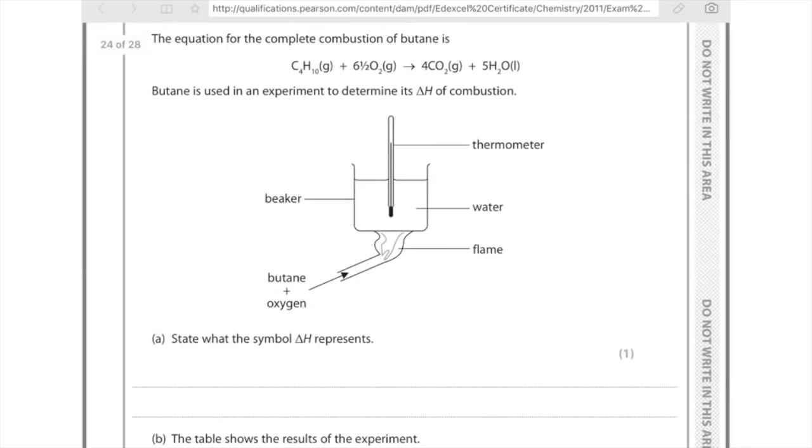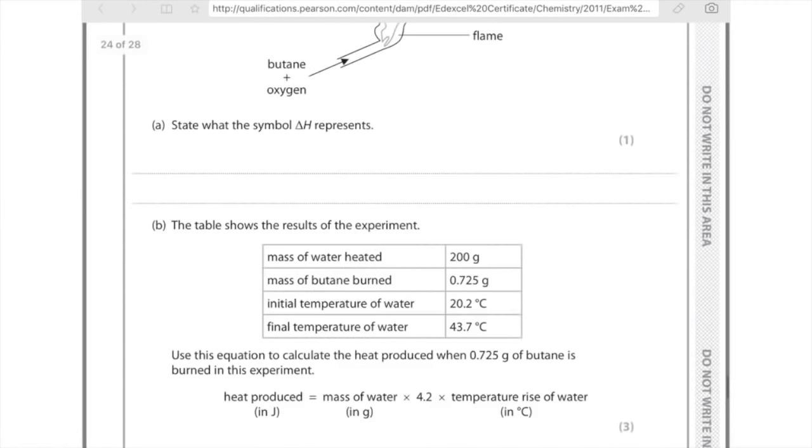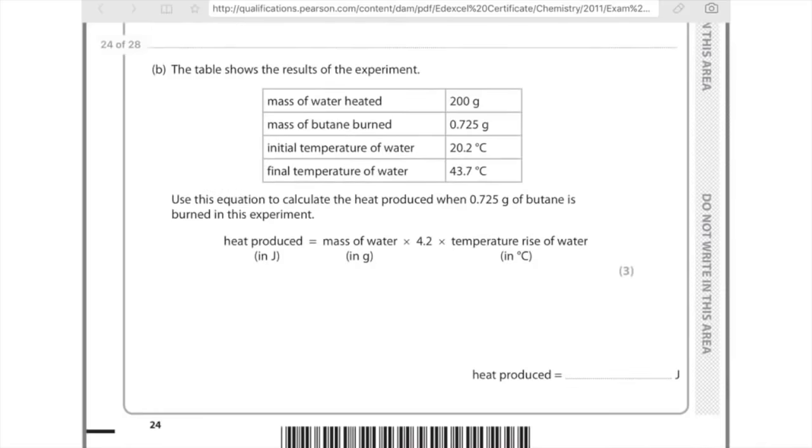So we've got the experimental setup. A, state what the symbol delta H represents, and that's the enthalpy change of the reaction, or you could say the heat energy change. The table shows the results of the experiment. Use this equation to calculate the heat produced when 0.725 grams of butane is burned. So look, they've been really kind because they've actually told you that it's the mass of water they're after. Sometimes they just write mass. Make sure you use the number that is the stuff being heated up, so the water. People get confused and put the mass of butane in there.